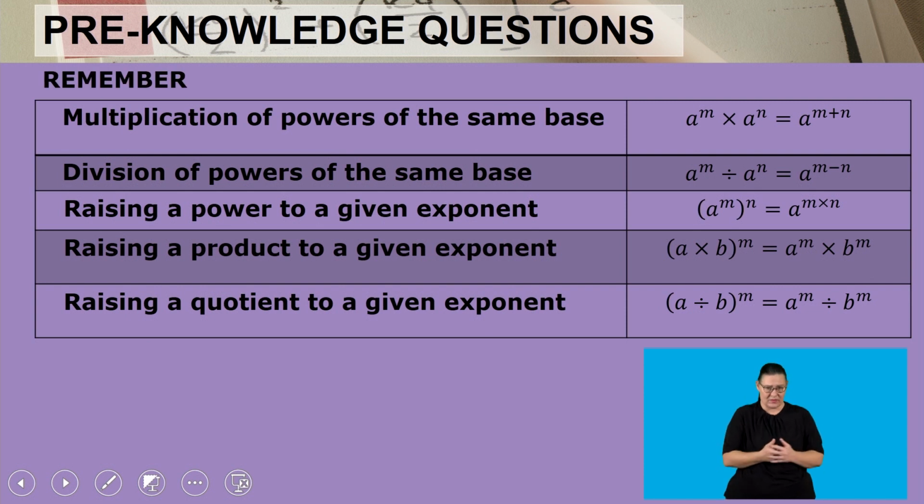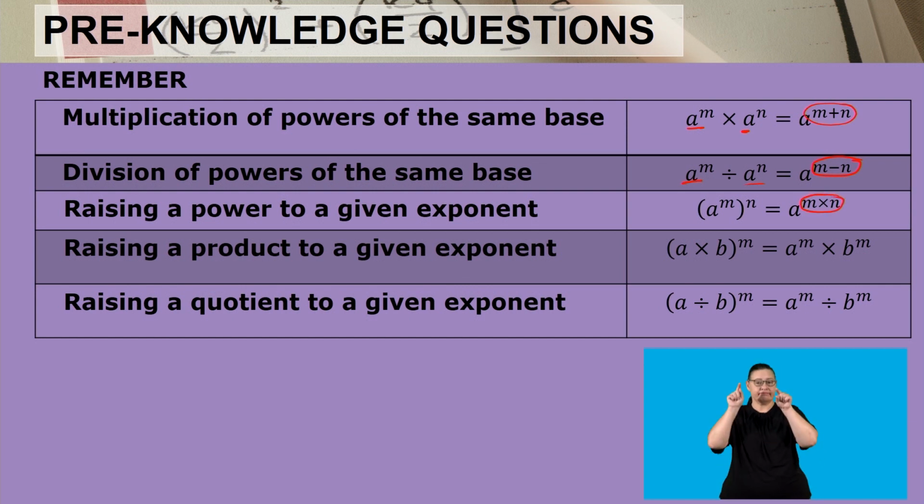Remember, when we are multiplying powers that have the same base, then what we do is add those exponents. When we are dividing powers of the same base, then what we are going to do is subtract those exponents.